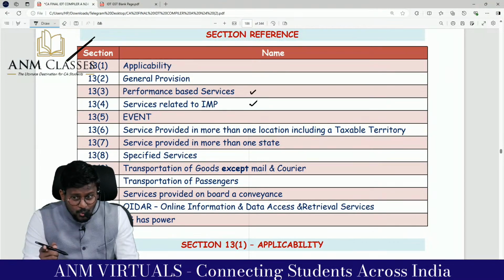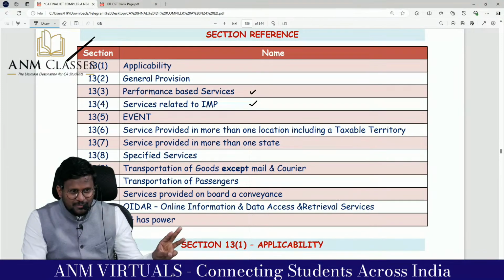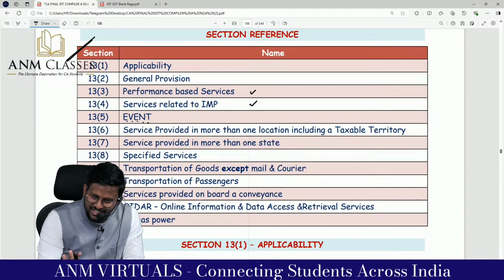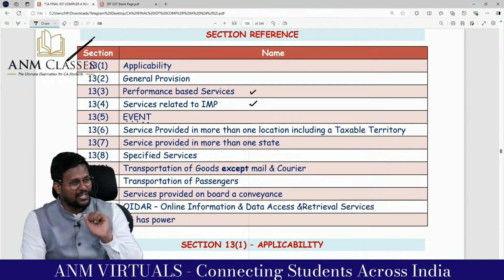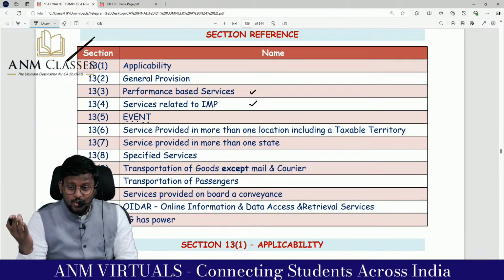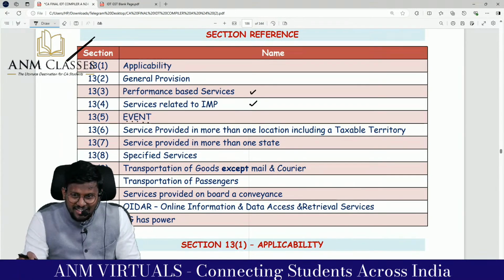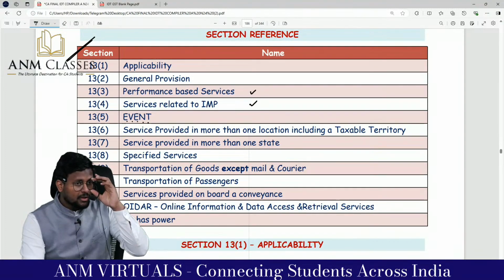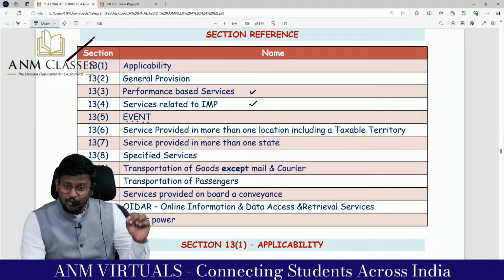12.4 is services relating to events. 13.1, 13.2, 13.3, 13.4, 13.5 is event. It is not events; it is event, E-V-E-N-T. 13.5, event. 12.5 is training and performance appraisal services. 13.3 is performance based services. 13.4 is services relating to immovable property. 13.5, event.